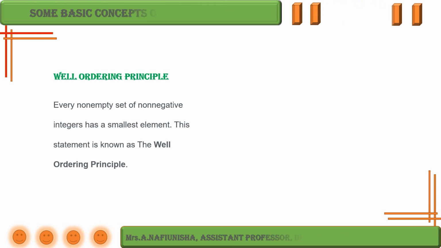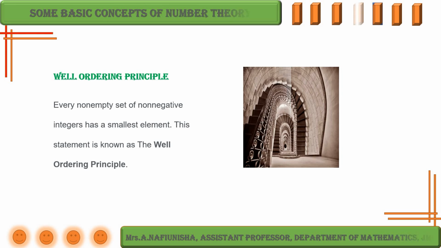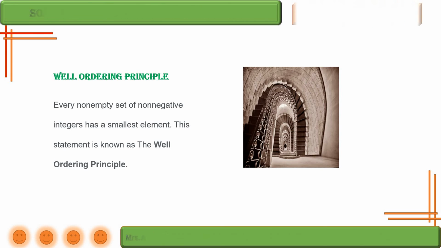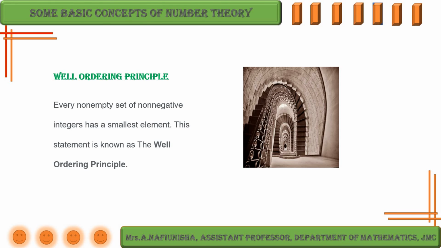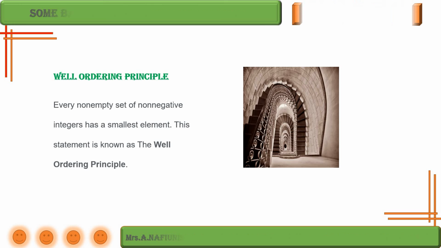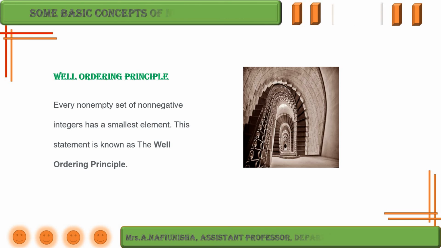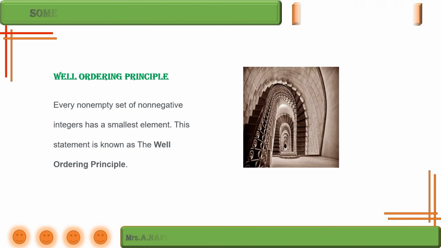Next definition, the well-ordering principle. Every non-empty set of non-negative integers has a smallest element. This statement is known as the well-ordering principle. For example, the set of all natural numbers and whole numbers are well-ordered sets. If the set is non-empty and non-negative, then we can find the least one. Suppose we take the set from -1 to -infinity. In this set, we can't find the least element.